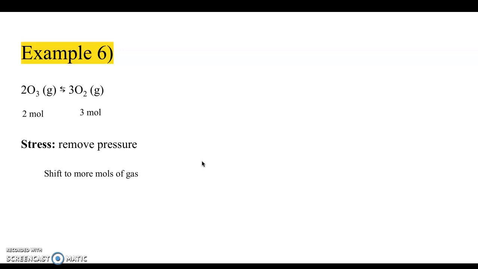Boyle's law tells us they're inversely related. So we're going to see a shift towards more moles of gas. In this case, our product side has more moles. So we see a right shift favoring the forward reaction. That means our equilibrium is going to produce more oxygen. So we see an increase in oxygen and a decrease in ozone.